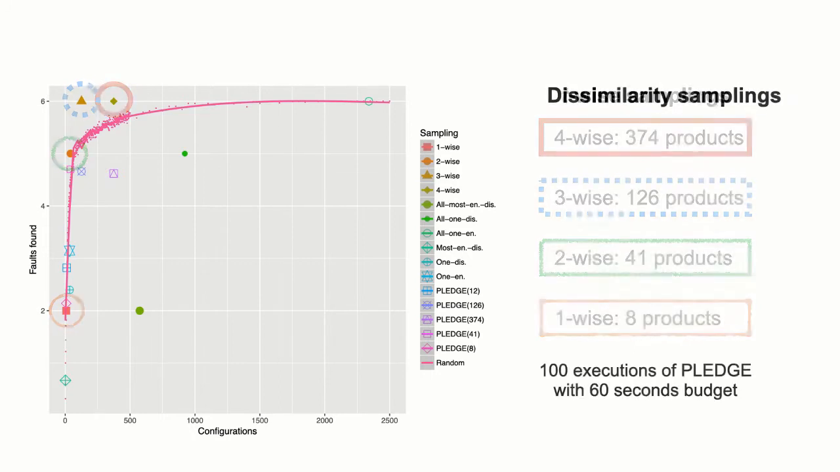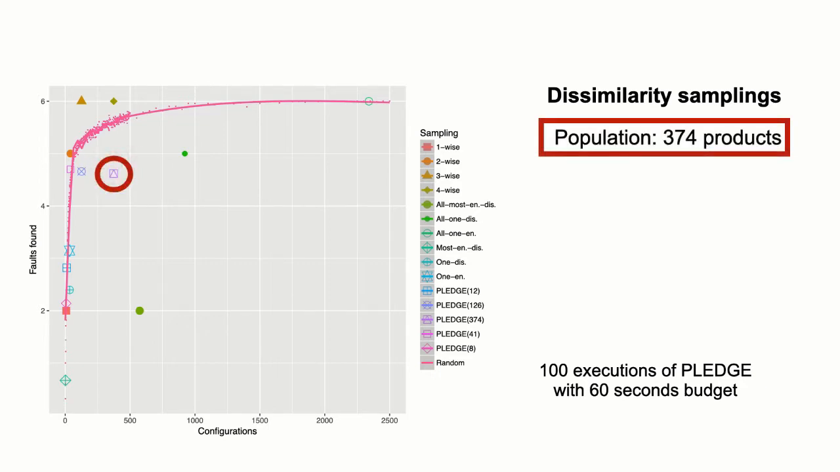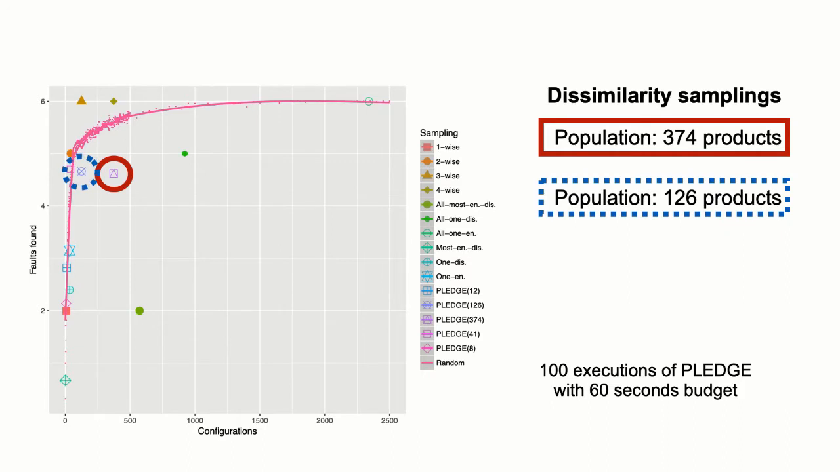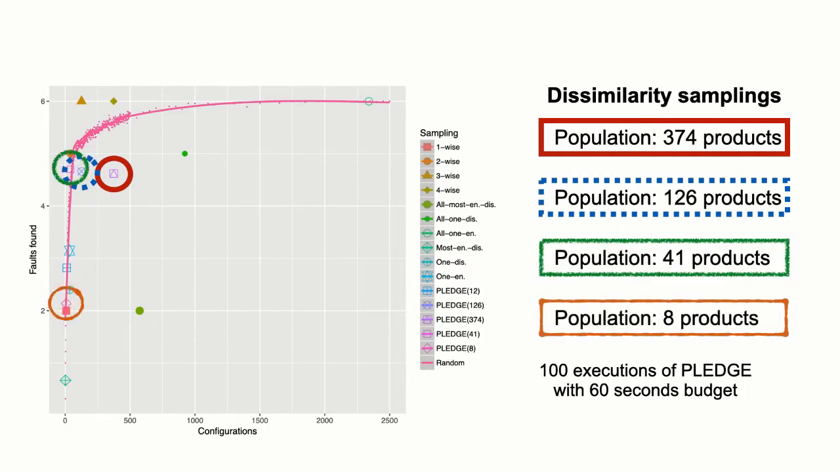We also use dissimilarity selection to sample configurations as dissimilar as possible. For that we use PLEDGE with a time budget of 60 seconds for different population sizes, corresponding to the number of configurations sampled by the T-wise for different values of T. And of course we repeated the execution 100 times for statistical significance. So the results show that dissimilarity sampling is effective for small sample size.